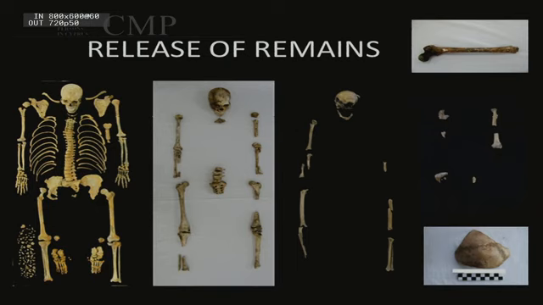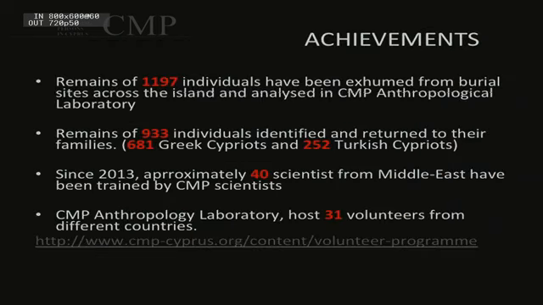So usually they decide to wait if we can find more, but sometimes they can bury only one bone fragment. And here I will talk about our achievements from the beginning to now. Remains of 1,197 individuals have been exhumed from burial sites, and remains of 933 individuals identified and returned to their families. Out of 933, 681 are Greek Cypriots and 252 Turkish Cypriots.